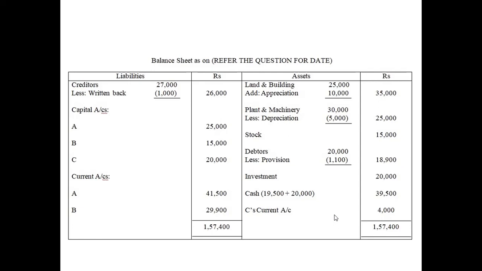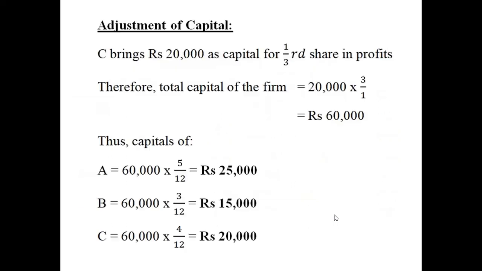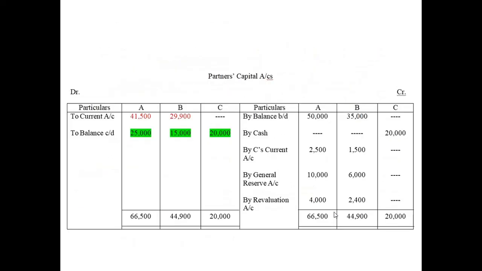Okay, now there is a very interesting point here. Point number 6, that excess or shortfall, if any, to be transferred to current accounts. So when we prepared partners capital account, this amount, okay, this amount 41,500, 29,900 is to be transferred to the current account of the partners. Okay, point number 6 is present there.